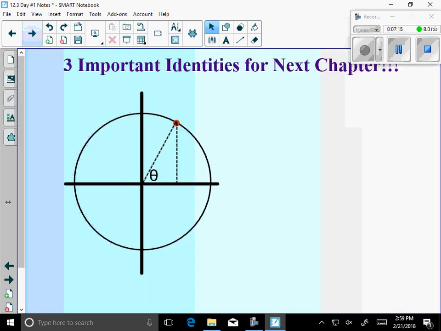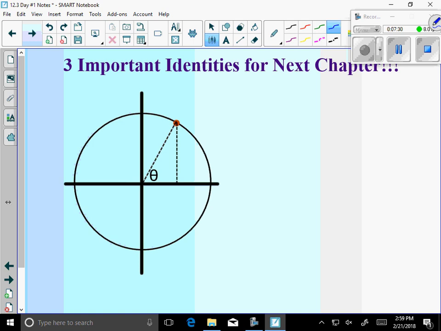Okay, so here is the bulk of the lesson today. I want to form 3 identities. These are very important for chapter 13. This is something you're going to want to kind of put in the back of your mind. You won't be tested on it in this unit, but it's very important.